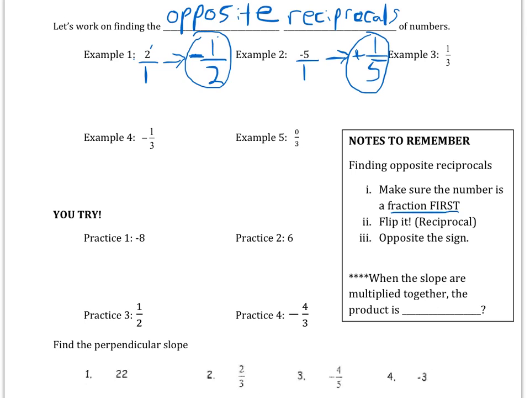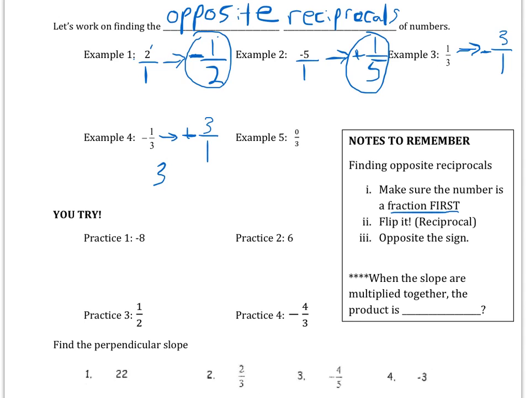Next one, simple. And again, I'm not putting equals because they're actually not equal at all. That's why I'm putting this line, or the arrow. So it was 1 over 3, so it's got to become 3 over 1. It was a positive, so now it's got to be a negative. Example 4, it was a 1 over 3, so now it's got to be 3 over 1. It was a negative, so now it is a positive. We could also just write that as 3.